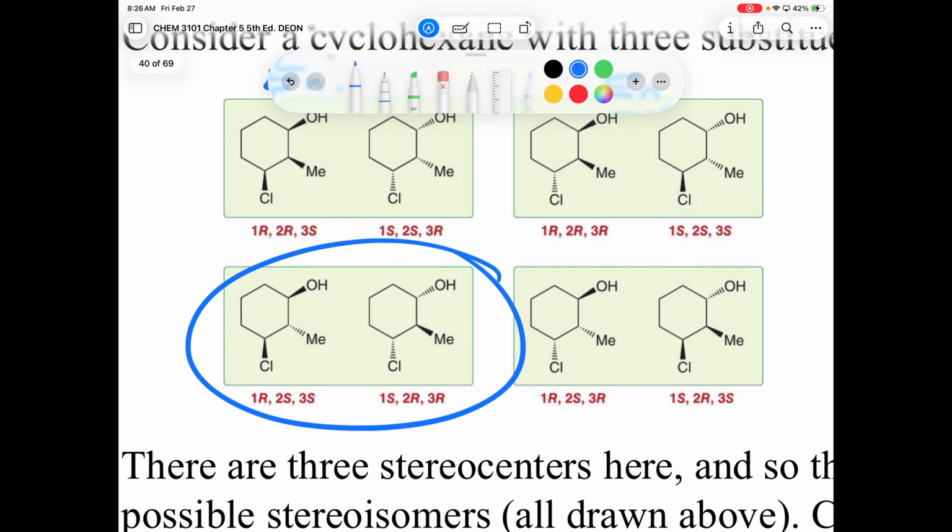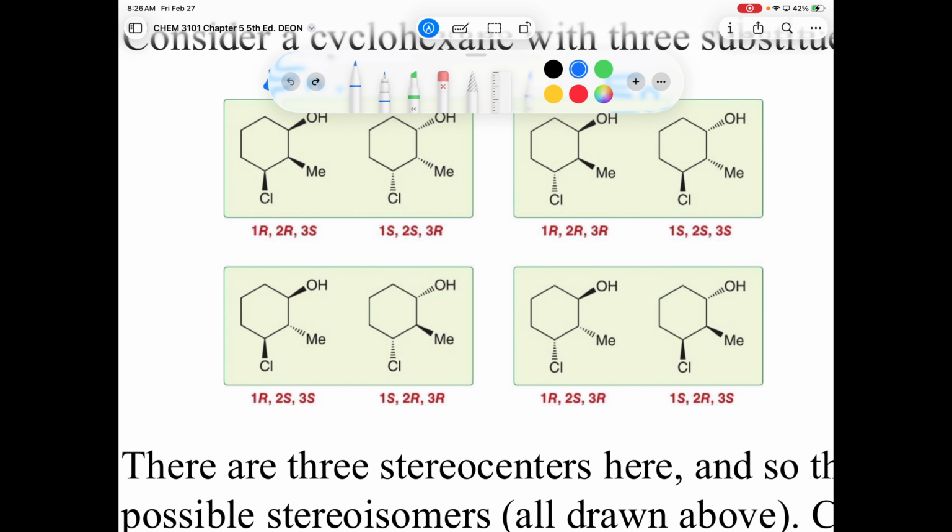What about these 2? What's the relationship between these 2 guys? They're enantiomers, right? Every wedge is flipped to a dash, every dash is flipped to a wedge. And you're like, yeah, also, Mr. Dion, you're not mentioning this: every R is changed to an S, and every S gets changed to an R.